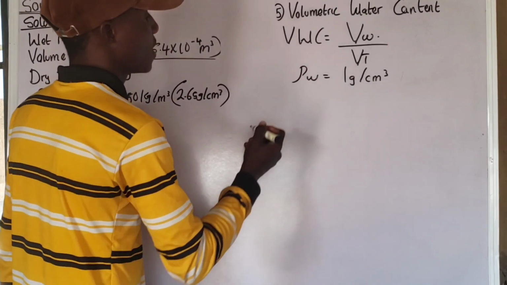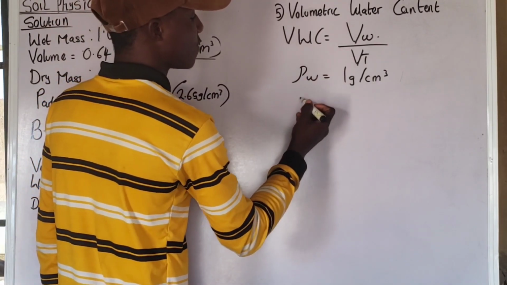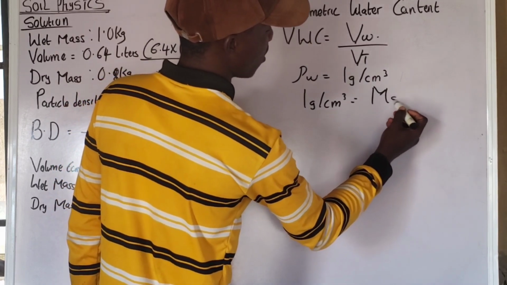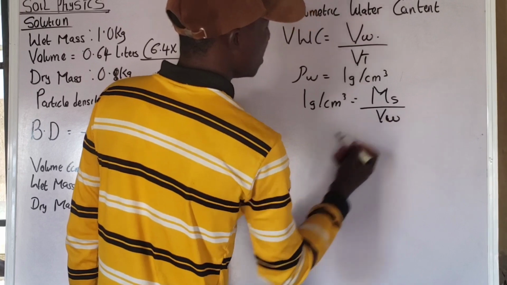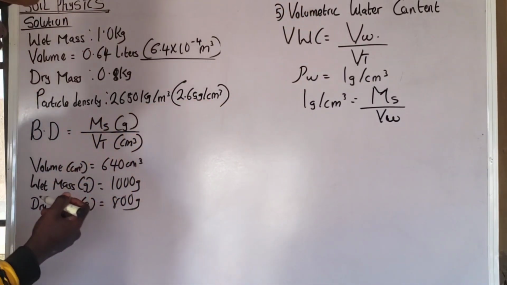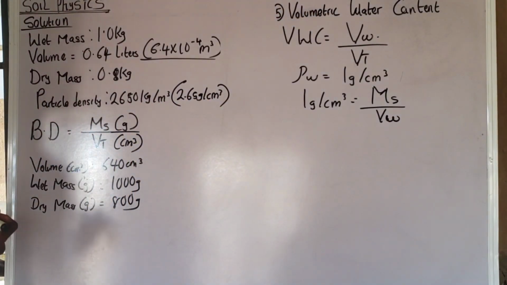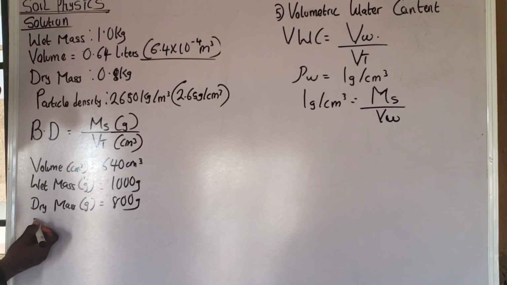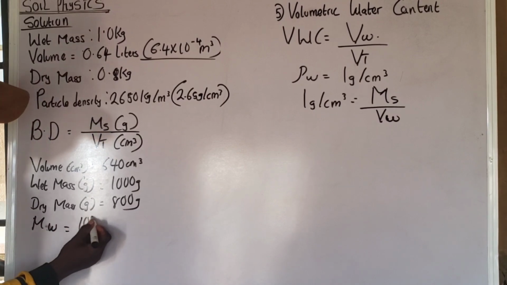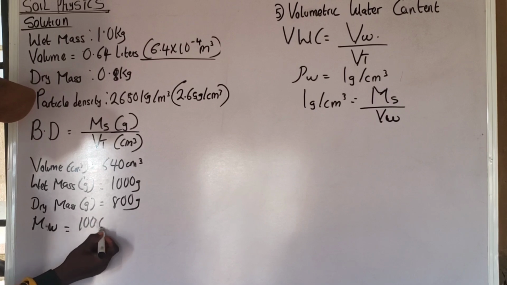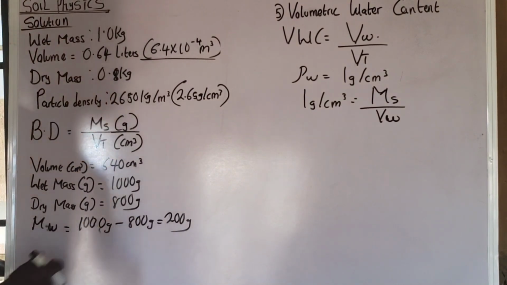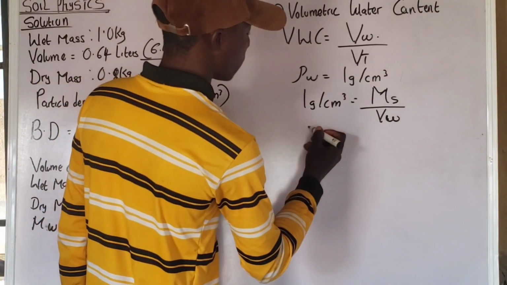You understand? So, to calculate the volume of water now, I'm going to have 1 gram per cm cube equals the mass of water all over the volume of water. Are you paying attention? Now, the mass of water is what? 200 gram. Do you remember how, when we calculated the gravimetric water content, we took the mass of water as this? The mass of water, MW, equals 1000 gram minus 800 gram equals what? 200 gram. You understand? That is the mass of water.